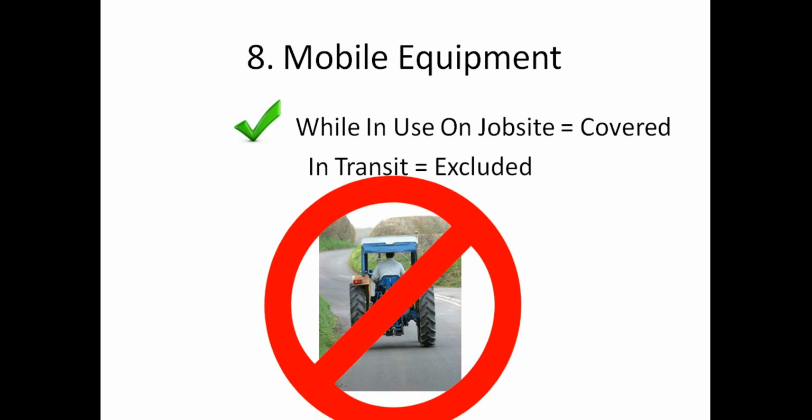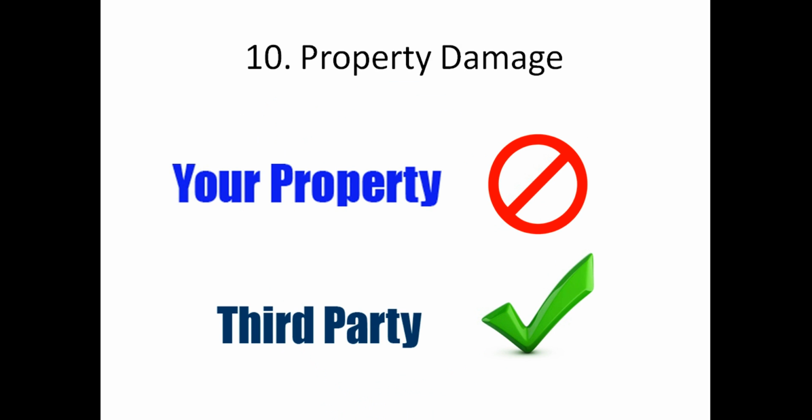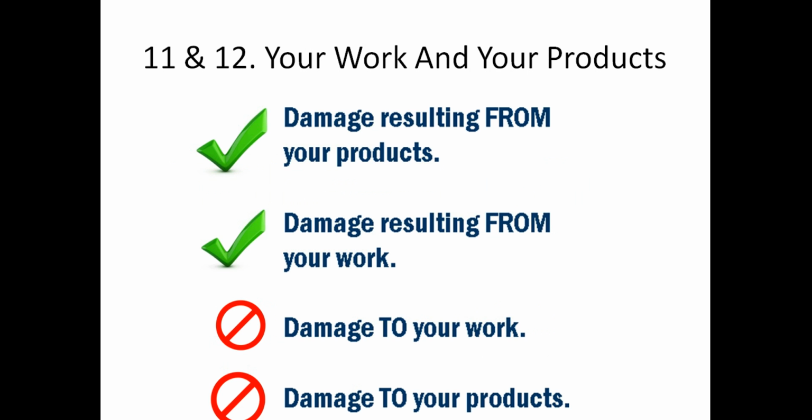On your mobile equipment, it will cover your liability while you're using the equipment on the job site, but not if you're driving the equipment down the road or in transit. Does not cover acts of war. And on the property damage exclusion, let me explain, that's excluding damage to your property. It's not excluding damage to a third party's property. There is coverage for property damage to a third party.